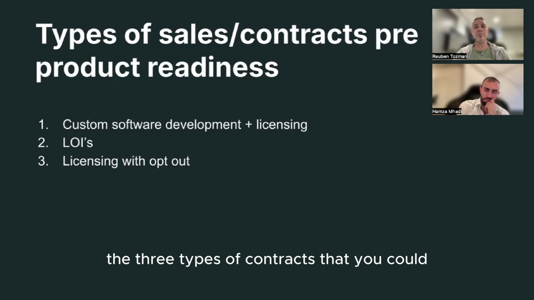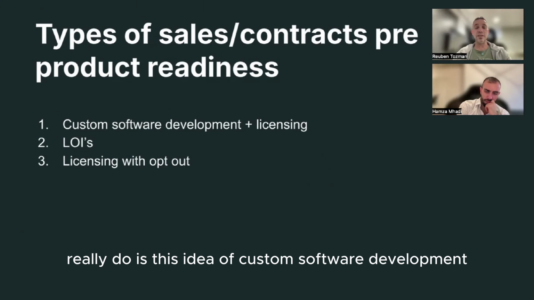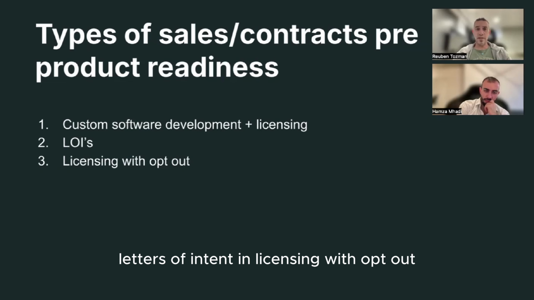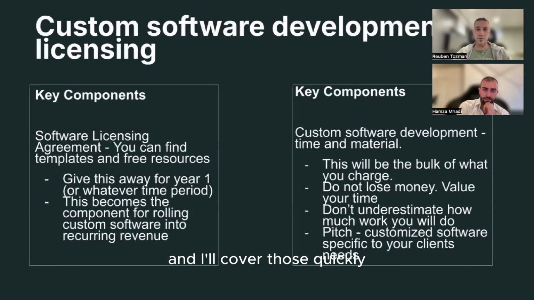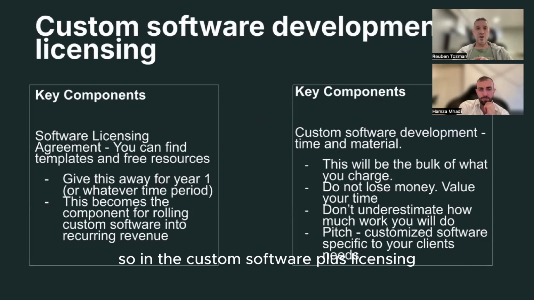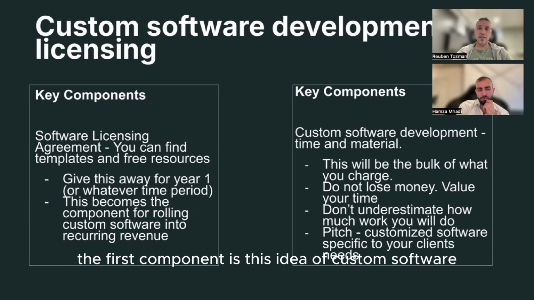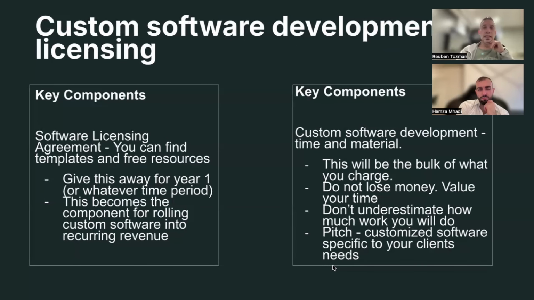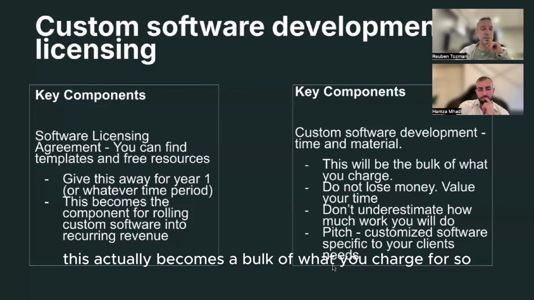So the three types of contracts that you could really do are custom software development plus licensing, letters of intent, and licensing with opt-out, and I'll cover those quickly. In the custom software plus licensing, there are two key components. The first is custom software development, and in this case, this becomes the bulk of what you charge for.